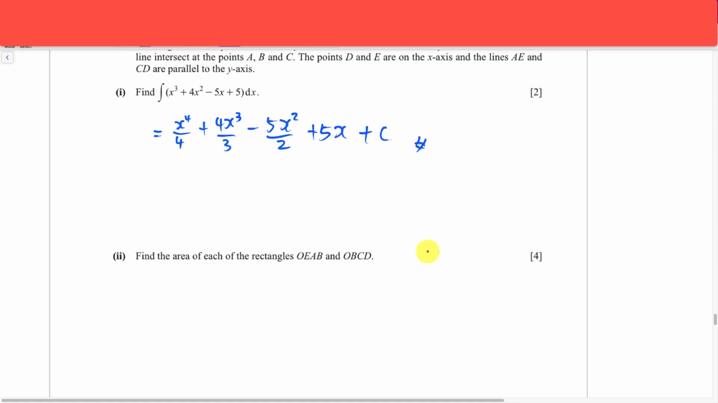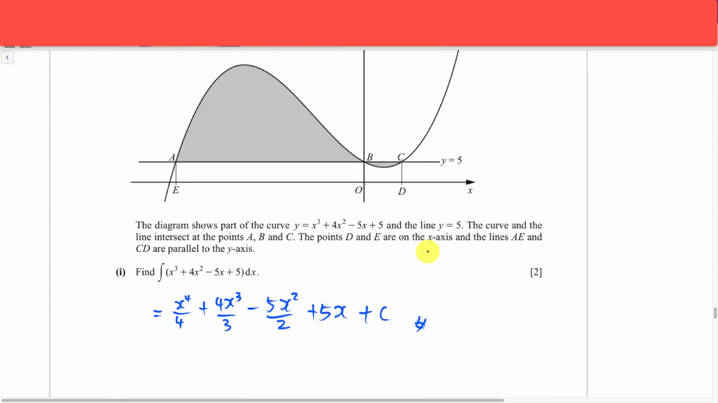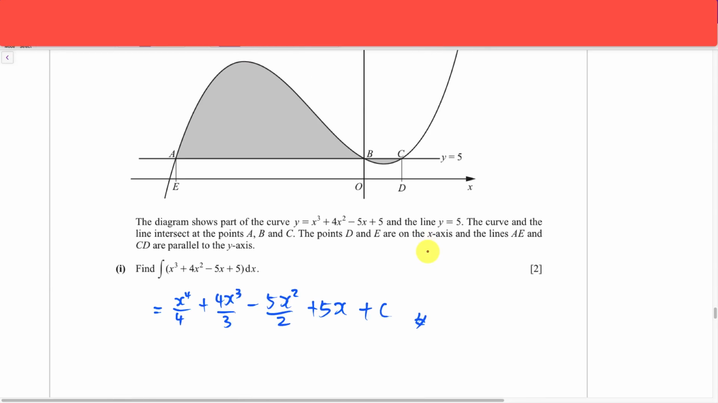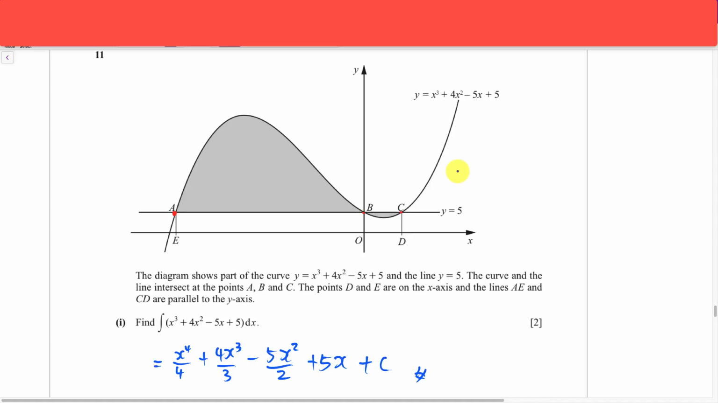Find the area of the rectangle. So in order to find the area of the rectangle, I need to find out all these intersection points. So all these points, the y equals to 5, right? So I substitute y equals to 5 into this equation. So 5 will equal to x cubed plus 4x squared minus 5x plus 5. 5 and 5, I minus already, I get 0 here. So I will get x cubed.